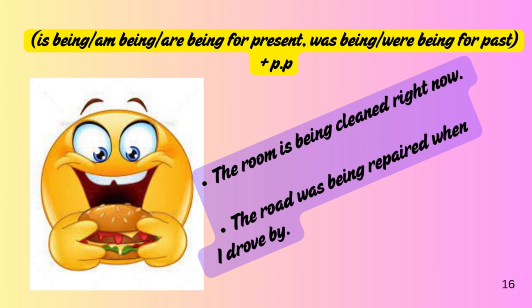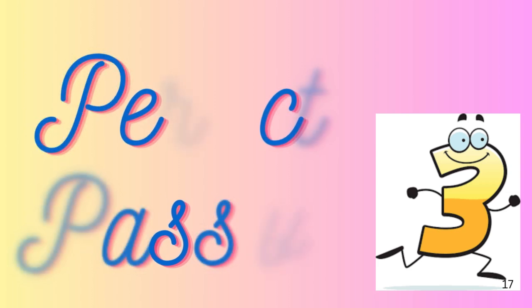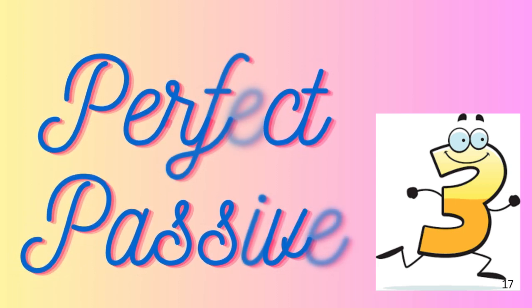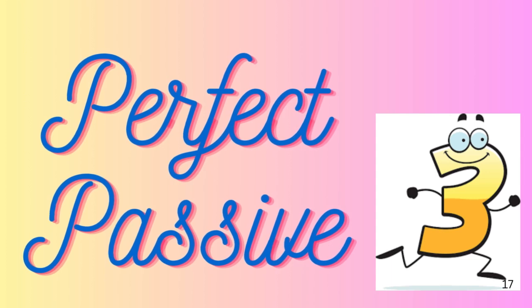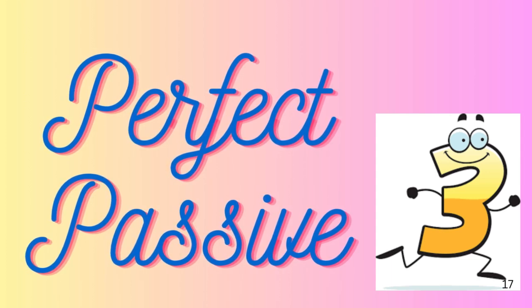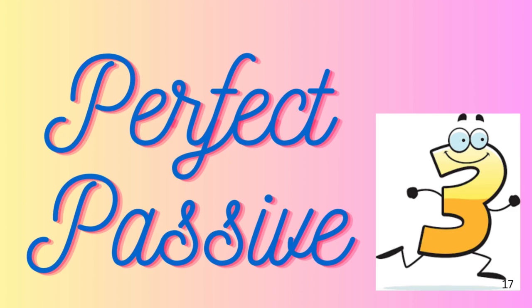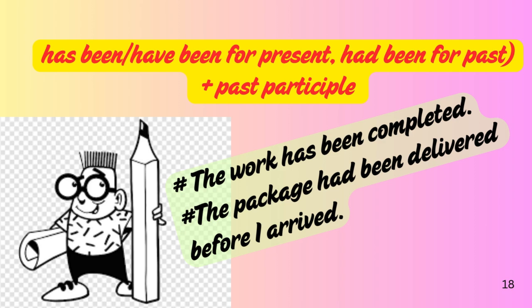How about perfect passive? This is used to show an action that has been completed at some unspecified time in the past. The emphasis is on the completion of the action, not the exact time it occurred. How about the structure? Verb to be in perfect form. Has been or have been for present, had been for past. Then we have the past participle. A good illustration, the work has been completed.